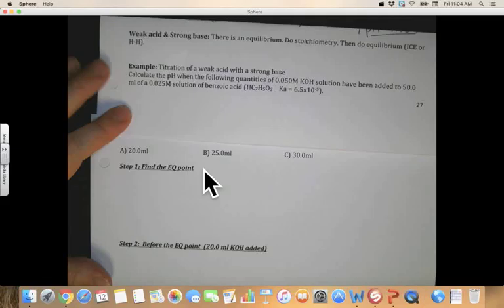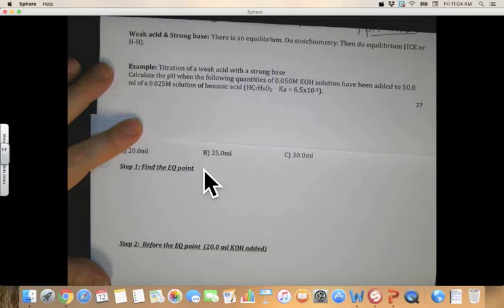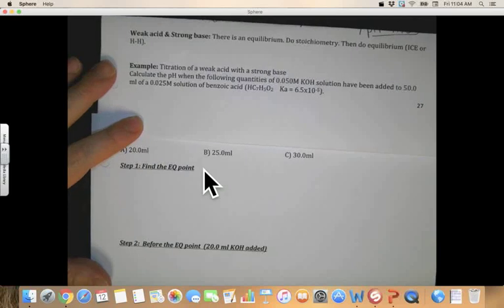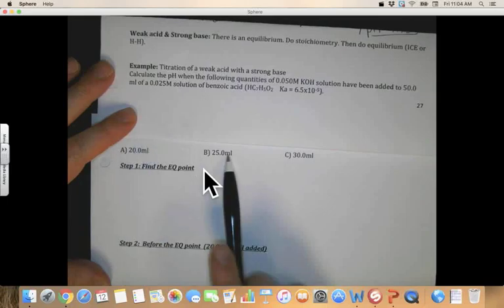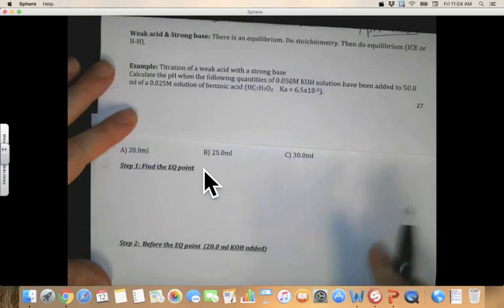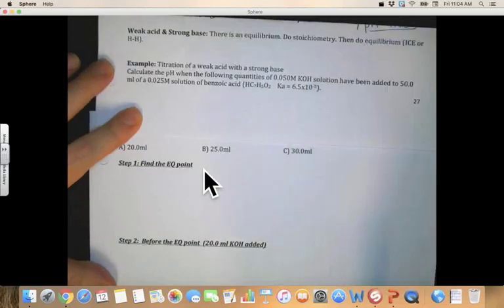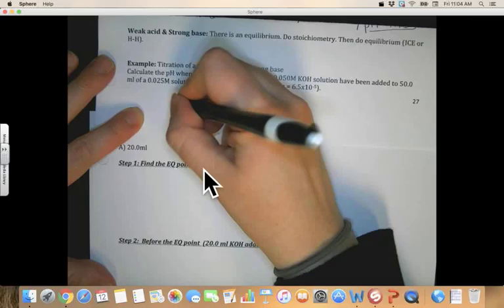All right. It says calculate the pH when the following quantities of 0.05 molar potassium hydroxide solution have been added to 50 milliliters of 0.025 molar solution of benzoic acid. And it tells us that the Ka is 6.5 times 10 to the negative 5. So we have 20 milliliters, 25, and 30 milliliters. So our first step, kind of step 0, of course, is writing a balanced equation.